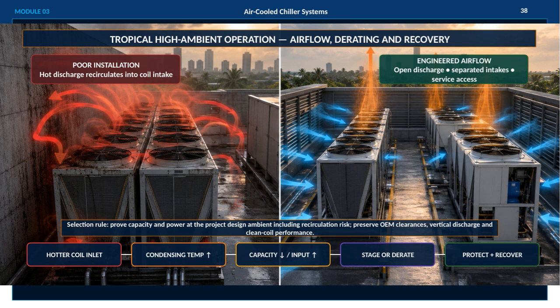When conditions worsen, the chiller may need to stage or derate to protect itself, and then recover. The essential selection rule here is to always prove capacity and power at the project's design ambient, including any recirculation risk, and make sure to preserve OEM clearances, maintain vertical discharge, and keep the coil clean for optimal performance.